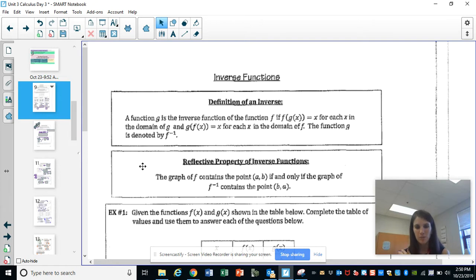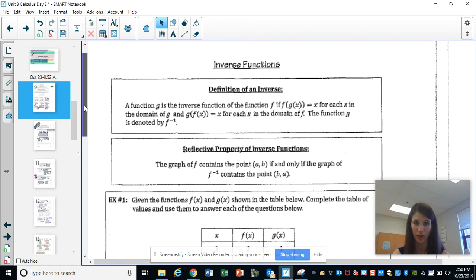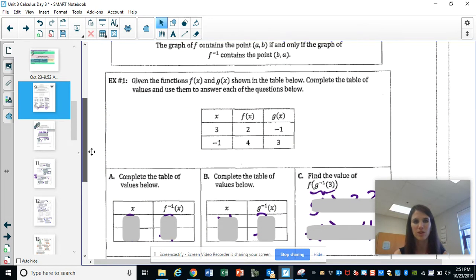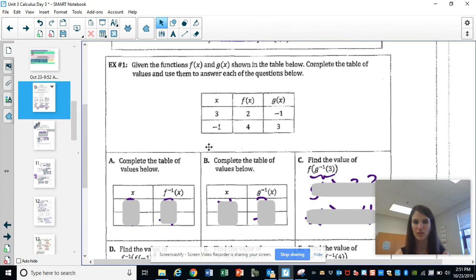All right, important to know is the reflective property of inverse functions. So if the graph of f, the original function, has the point (a, b), then the inverse function has the point (b, a). We switch the x's and the y's. Very important when thinking about inverse functions. Okay, switch the x and y. All right, so let's do some practice with this. We have a table that shows us x values, f of x, and g of x values.